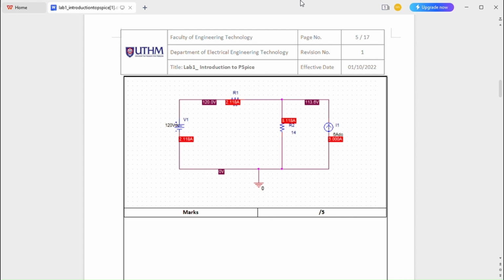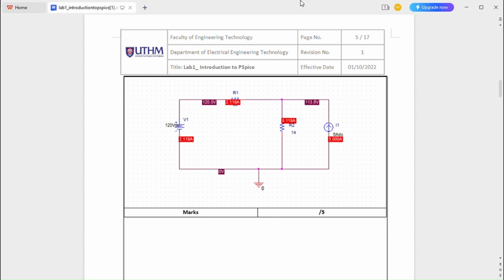A voltage drop of 120 volt is observed across R1 and the current through R1 is 2.118 ampere. Using Ohm's law, the value of R1 can be calculated. R1 equals V over I, and we got the value of R1 is 56.7 ohms.